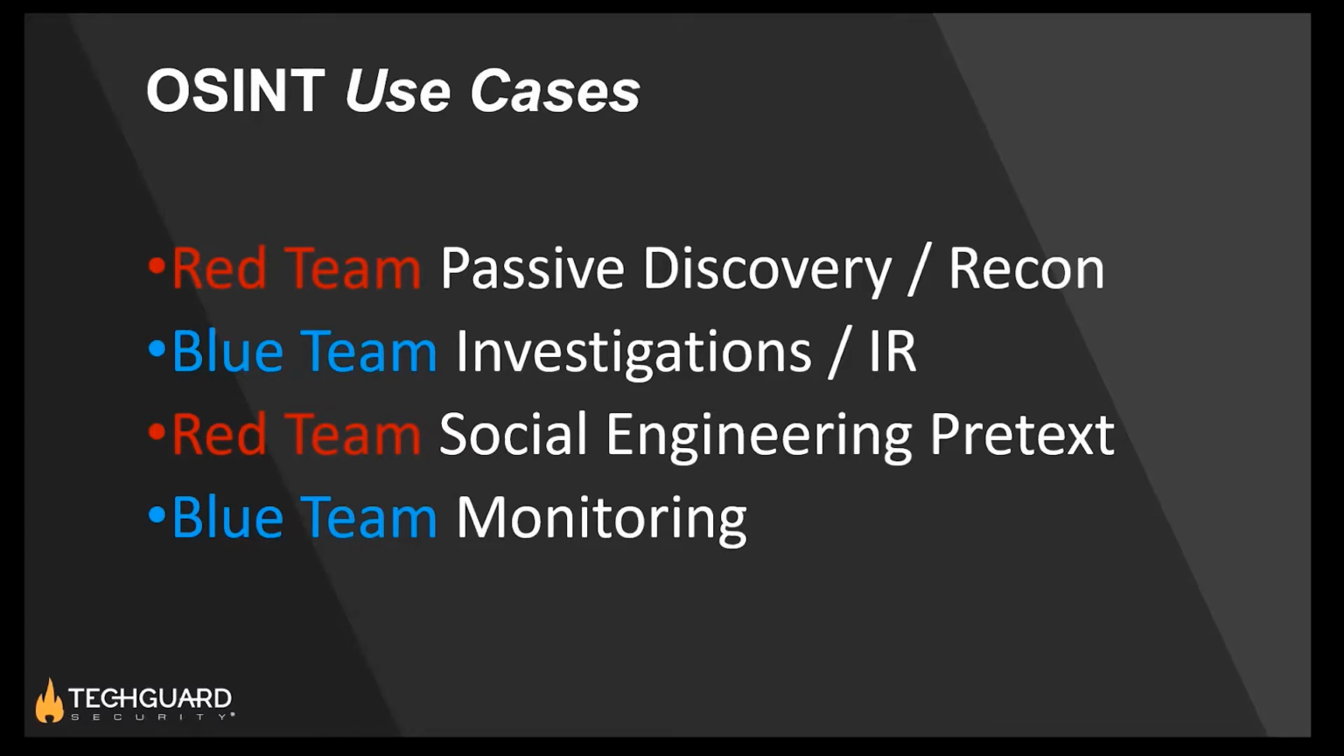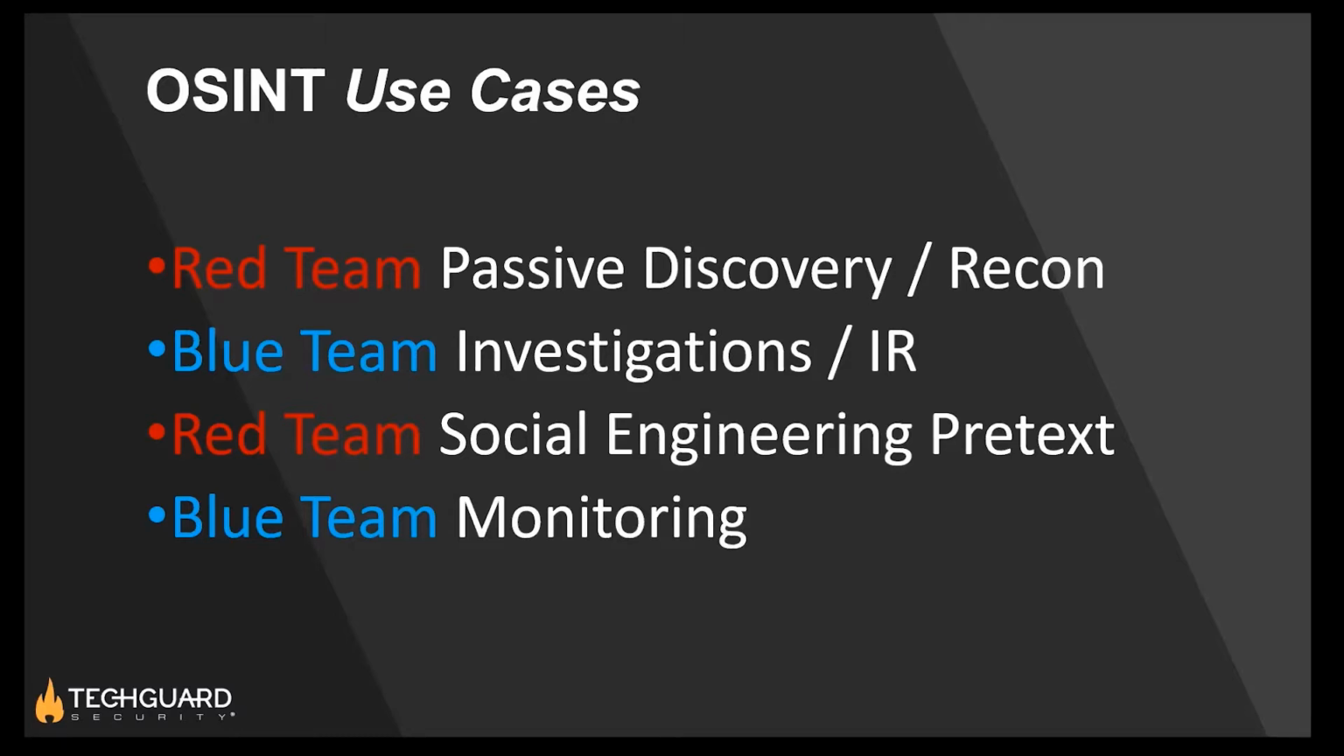Passive discovery is all the information you can glean, generally from OSINT, that does not involve you actually touching the servers of the target. So we're trying to gather a whole bunch of information about the target without ever sending a packet to their server. That way it's completely undetectable from them. We use that for passive discovery. We use it for reconnaissance.